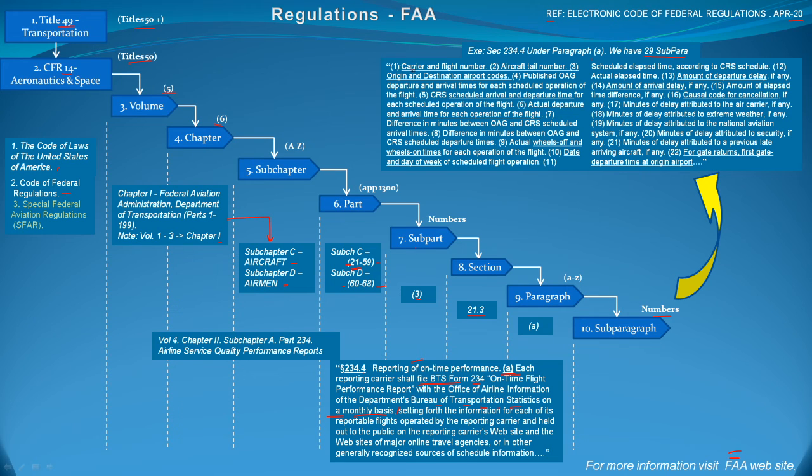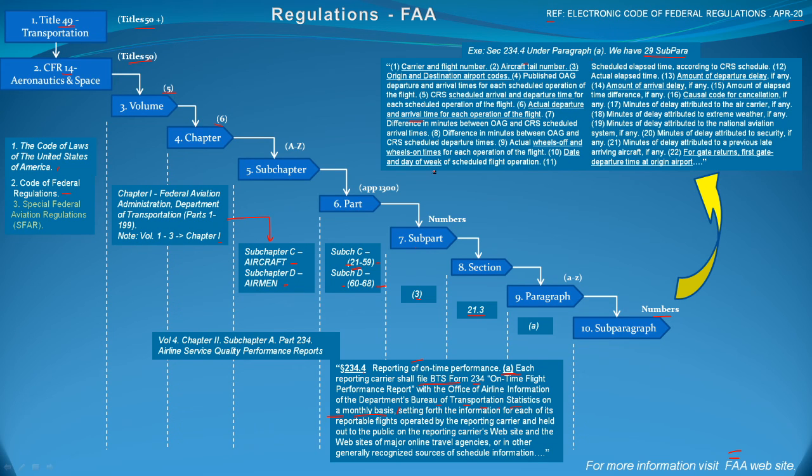So paragraph 1, carrier and flight number. Do you remember in our reliability report we said ABC Airlines flight number A123? This is what it's about. Aircraft tail number. Do you remember what we said? MSN number. Aircraft MSN number. This is what it's about. Next, origin destination airport. Same story. Scheduled arrival and departure time and actual departure and arrival time. Same story. Wheels off and wheels on times.